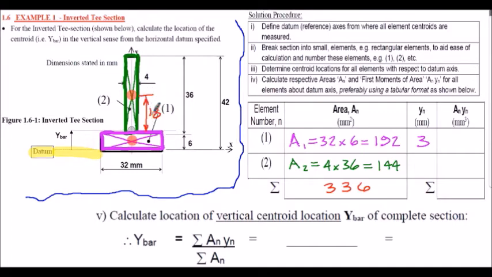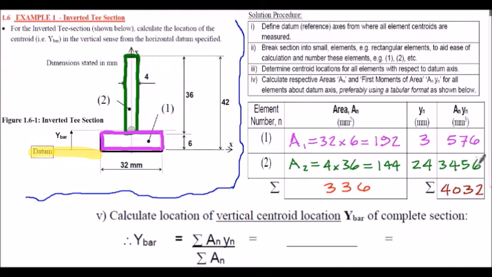But don't forget, we must always measure the y dimensions from the datum given. So in this particular case, the y dimension for element 2 will be 18 millimeters, add the 6 millimeters, the distance to the datum. So 24 millimeters will be the y dimension for element number 2. I encourage you to think that through for yourself, but that's one of the problem areas that most students have, determining the y dimensions from the datum.